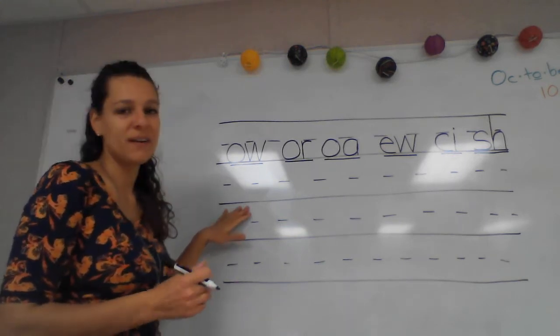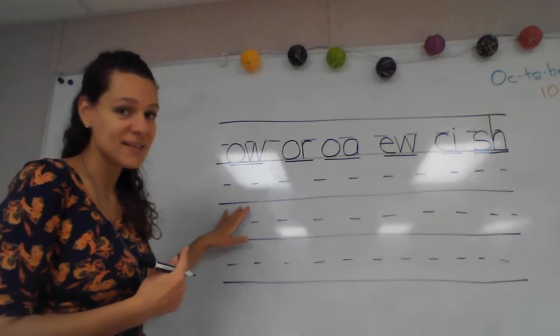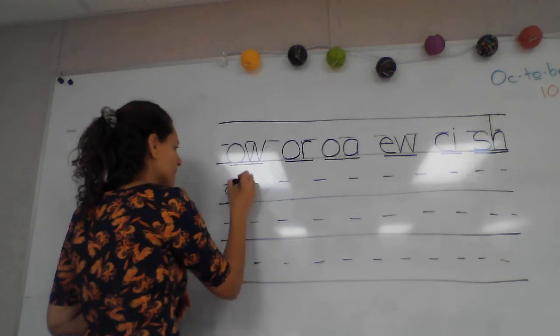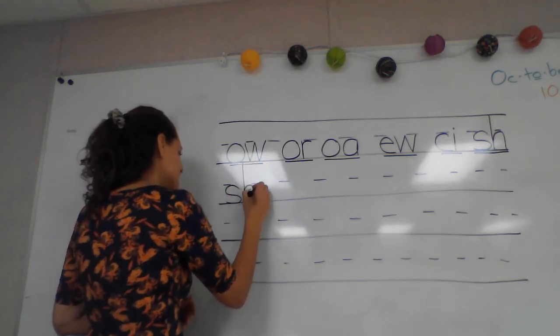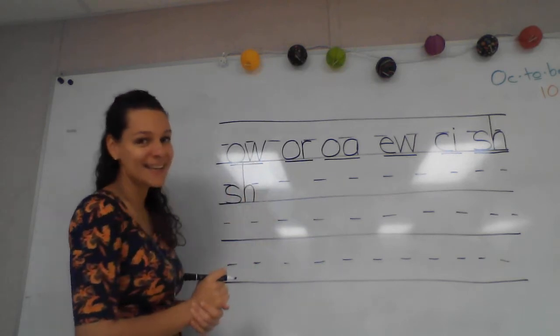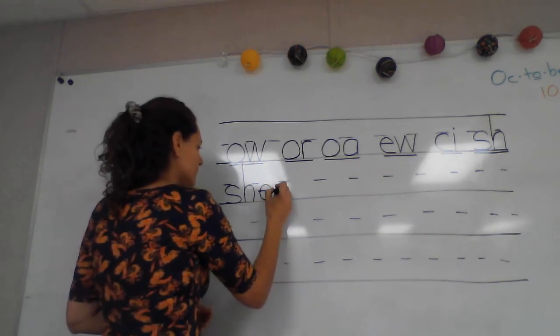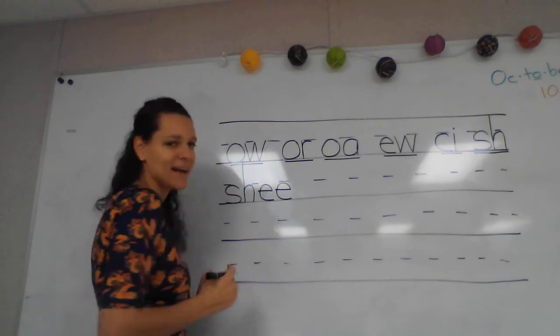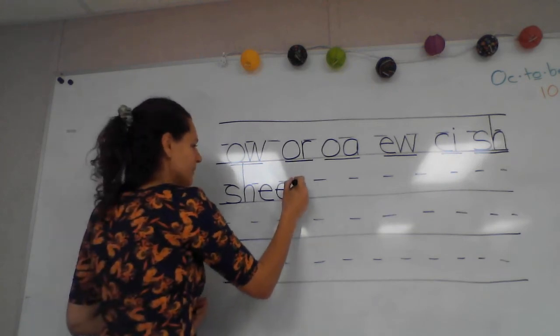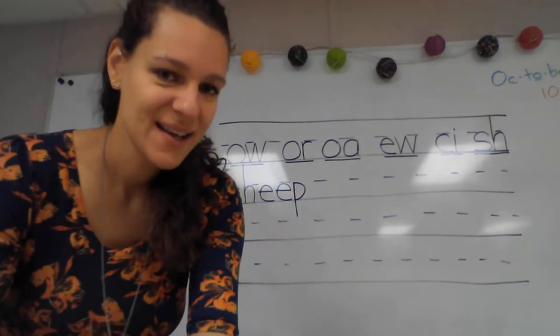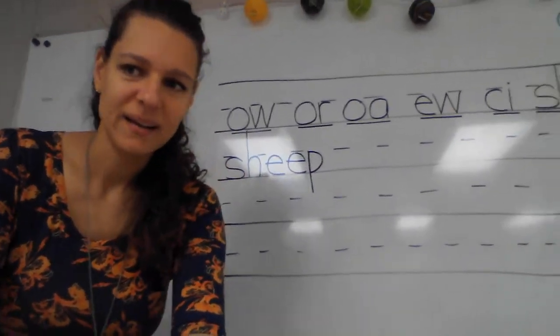All right, class, put your finger under that first phonogram. What does it say? Good. Sh. What's next? Good. E, which E? And E-double-E. And our last sound? Good. P. All right. Make sure that looks like mine.